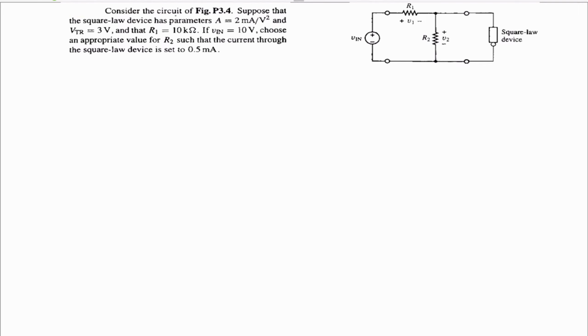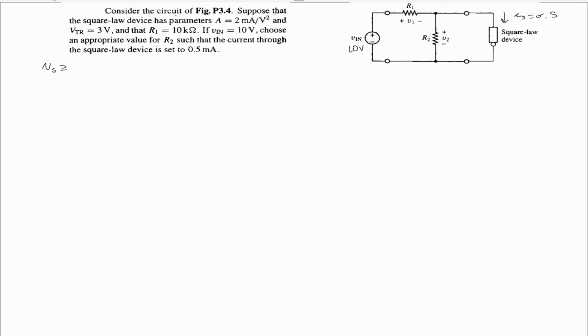Welcome back. This is Innk, and in today's problem, we're finding the appropriate value for R2 such that the current through the square law device is set to 0.5 milliamperes. If that's the current, we know that that will be IS. So IS is equal to 0.5. Vin is 10 volts. We're given the constant A, the threshold voltage, and we're given R1, so we're finding R2.